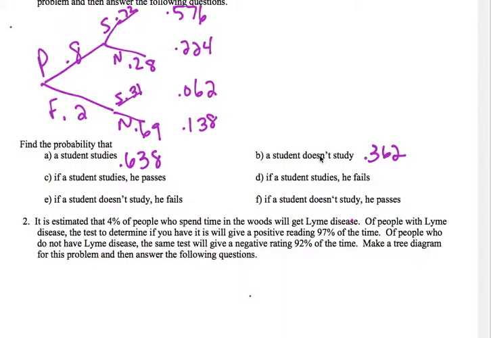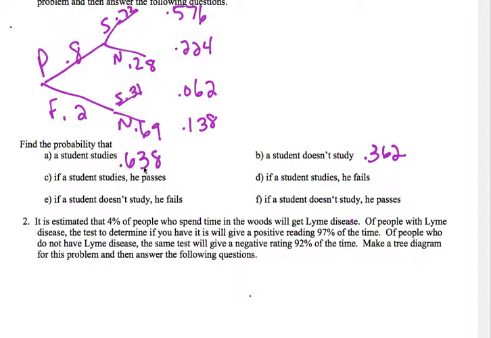A student doesn't study, so we add up the passed and didn't study, 0.224, and we added the failed and didn't study, 0.062, to get the 0.362. Okay? All right, so let's go through these other ones.